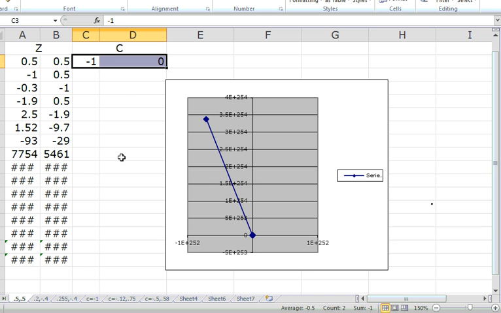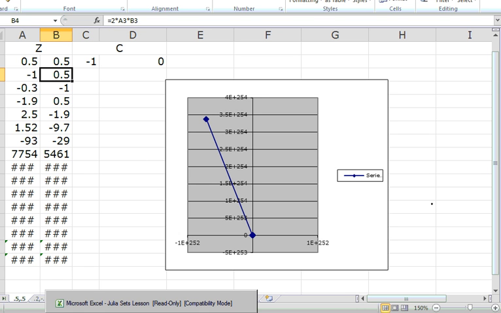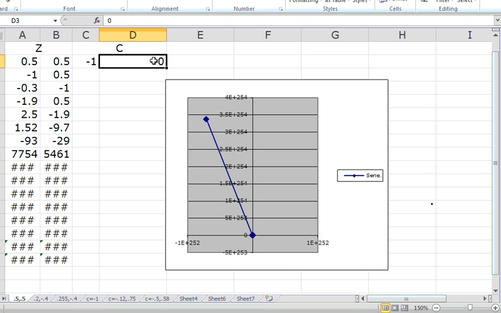It doesn't matter. And then, how do I calculate the imaginary part of this? 2 times A times B. Correct? Now, Mr. Chen, why don't you have the D part? Because my D is 0.